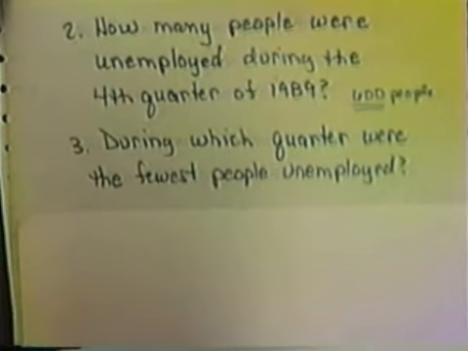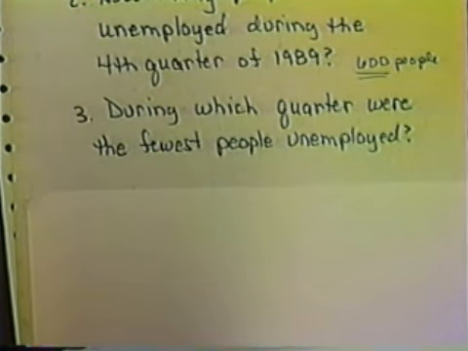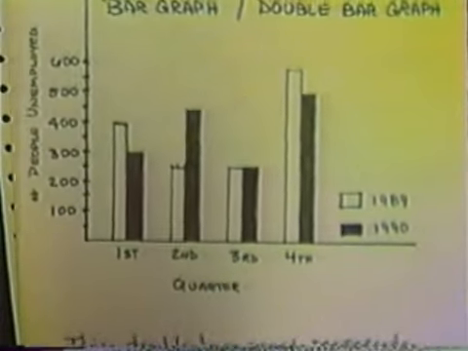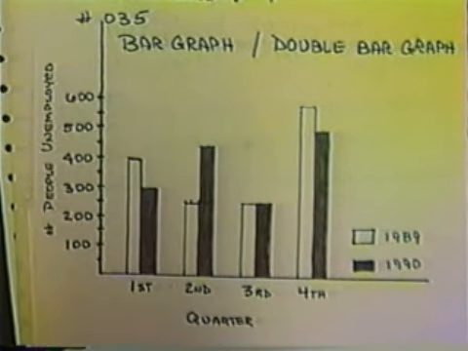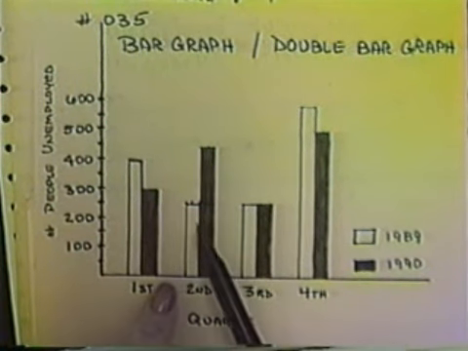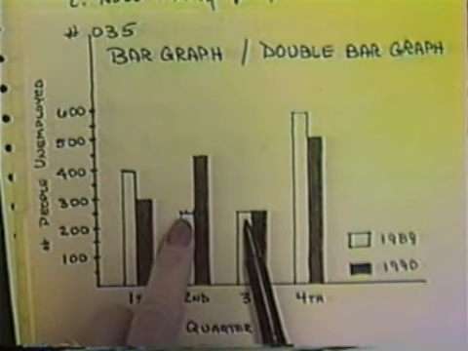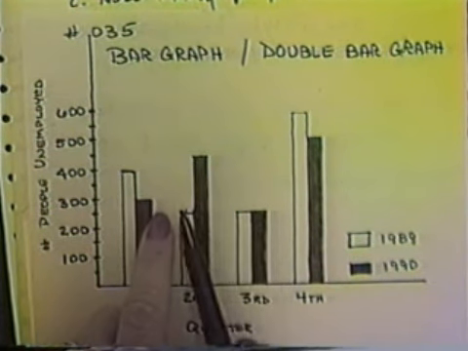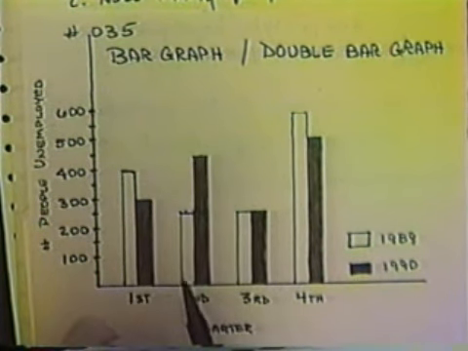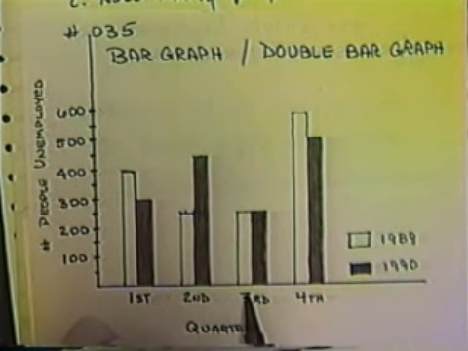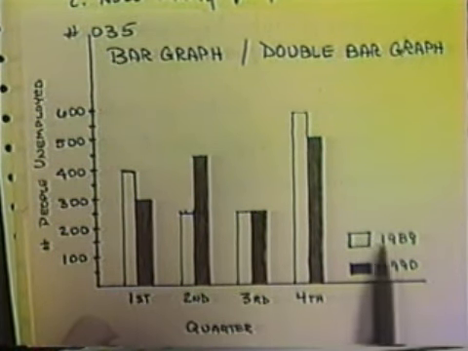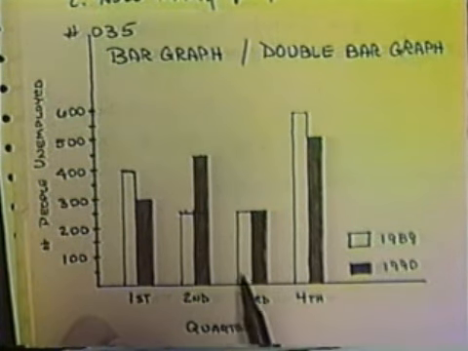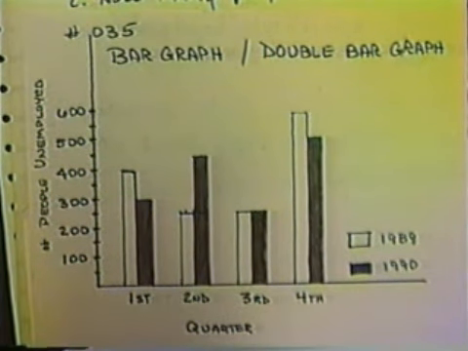Third problem. During which quarter were the fewest people unemployed? Again, we're going to go back to our bar graph and look for the smallest amount. Well, actually, it looks like there was a tie. These are the two lowest bars, and they're exactly across from each other. So it looks like it's the second and third quarter, and they're white, so it represents 1989.